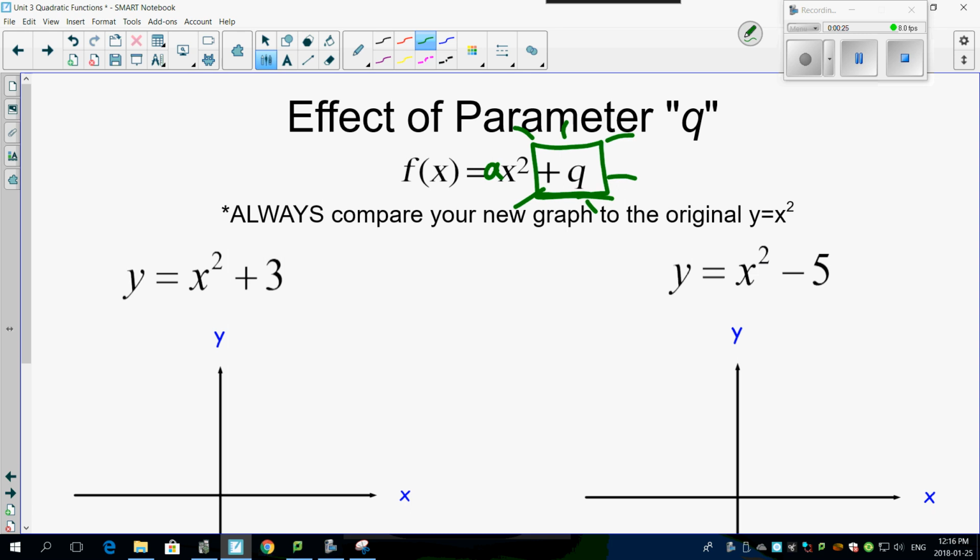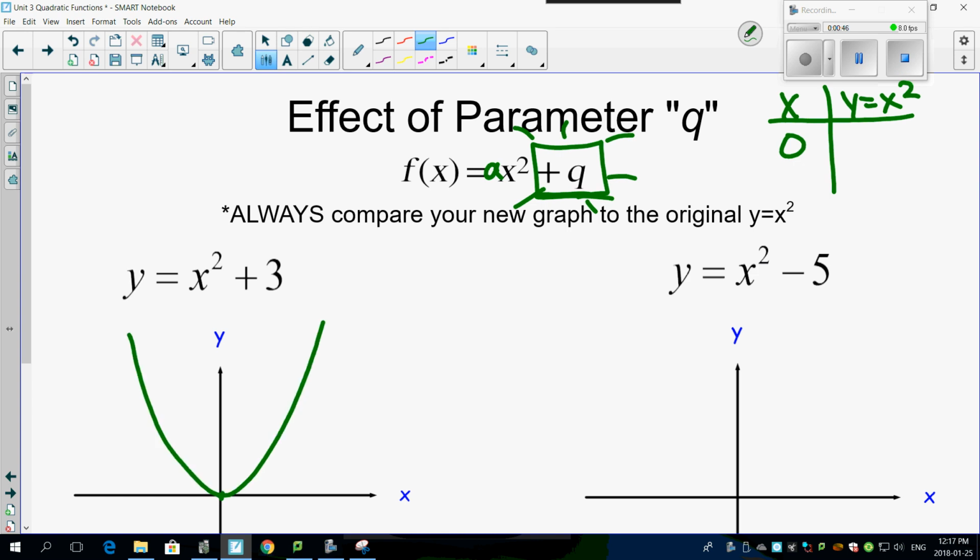Well, let's think about this for a second here. Let's see exactly what happens. I'm going to use my y equals x squared right here again, but now I'm going to use the value of 0. And if you remember, at 0, we always started right here. The original was looking very much like this at the origin, and that would be its vertex here.